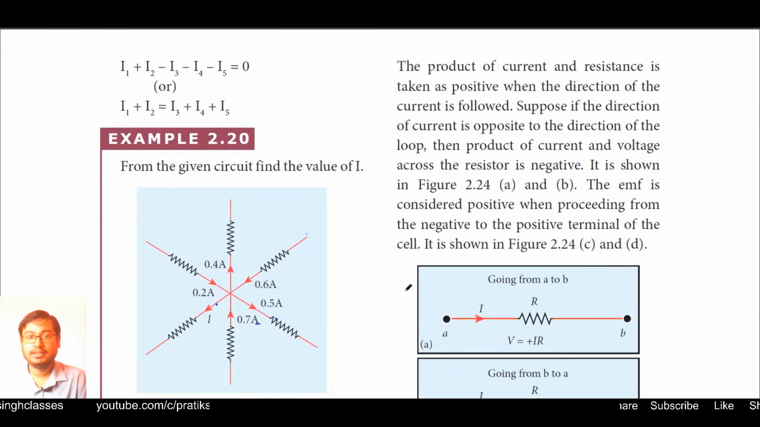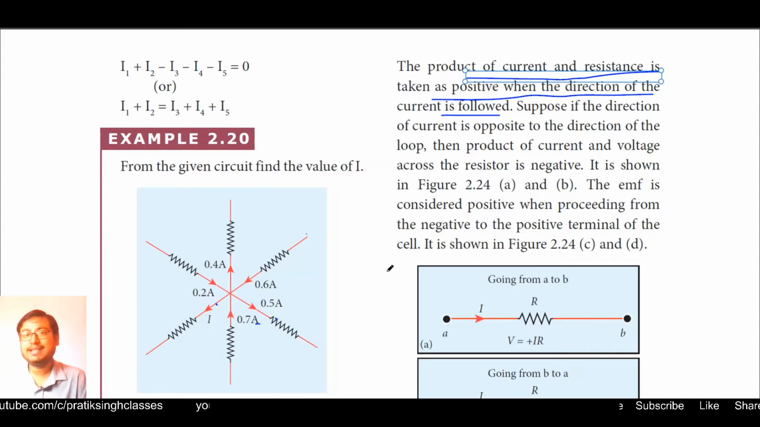Fine. The product of current and resistance is taken as positive when the direction of the current is followed. Here we have to see in which direction the current is flowing, and based on that direction we have to take whether it will be positive or negative. It is just like the current is flowing in clockwise direction or anti-clockwise direction. Physics has its own rule of correcting itself.